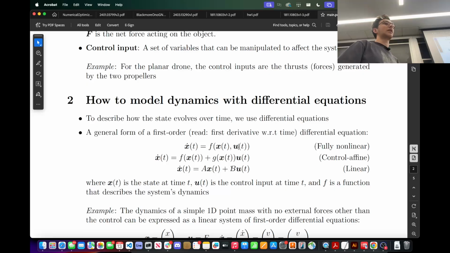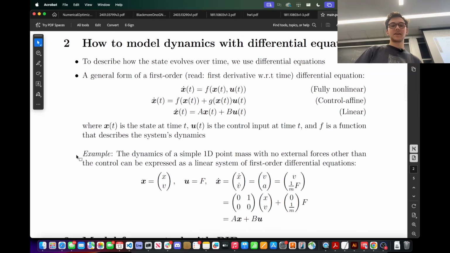And then you could apply force to the spring, or to the mass, sorry. And then you can do whatever you want. You can make it follow some trajectory, whatever you want. But B tells you how the control influences the time derivative of the state. Does this all make sense to everybody? Cool.